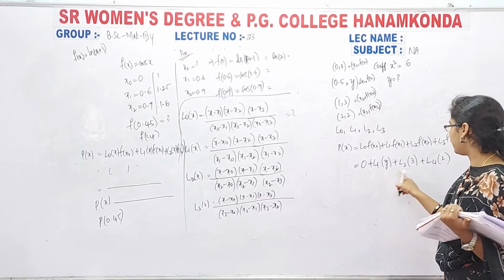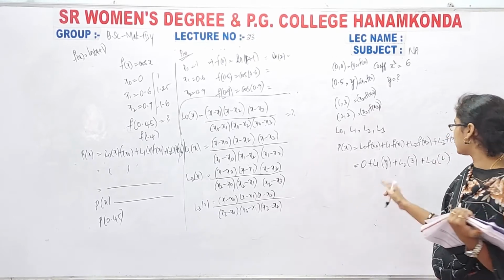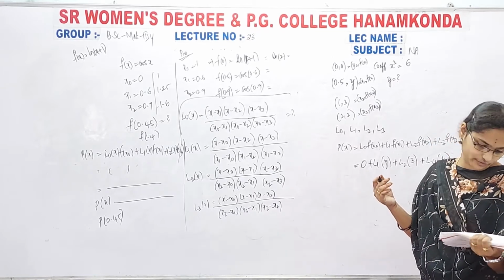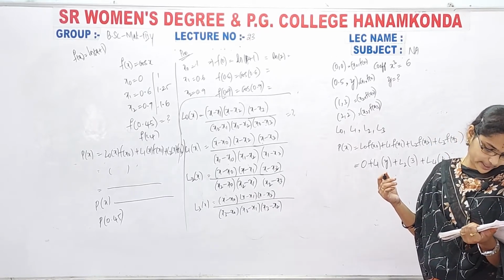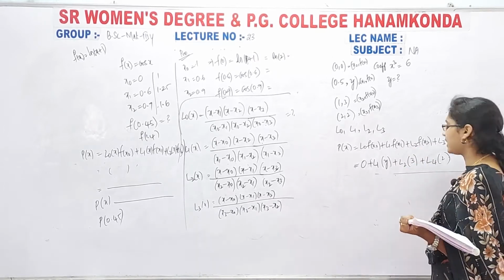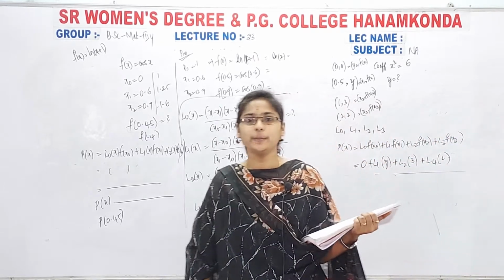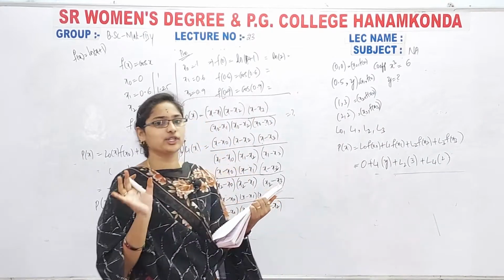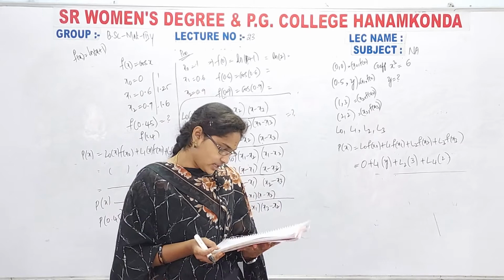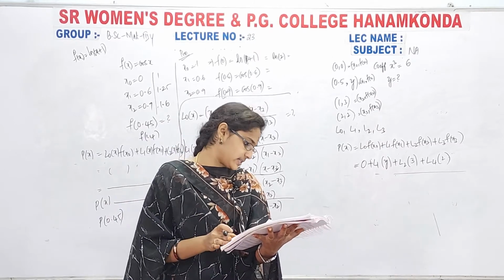So just calculate L1, L2, L3, L4 and substitute here. They mentioned that the coefficient of x cube in P3 of x is 6. So now you will take the x cube term, take its coefficient as 6, and compare, then simply you will get the answer. Okay, so just calculate it and I will tell you the answer.